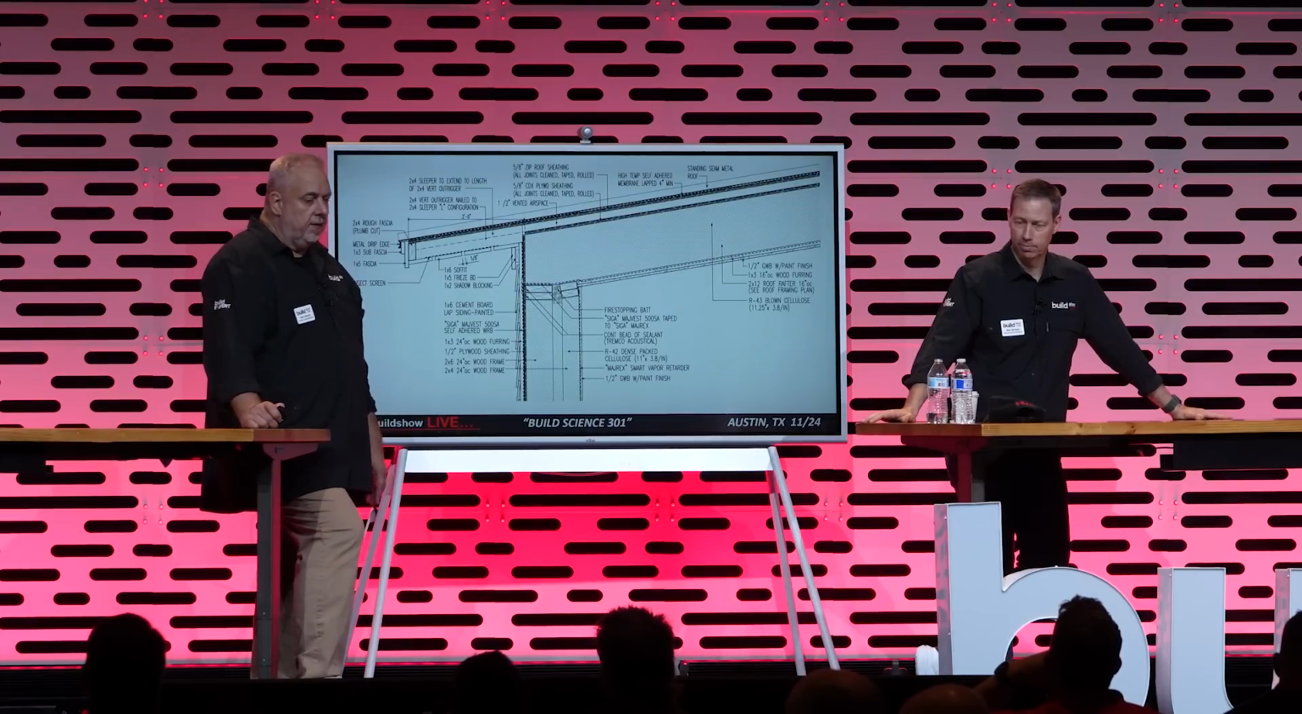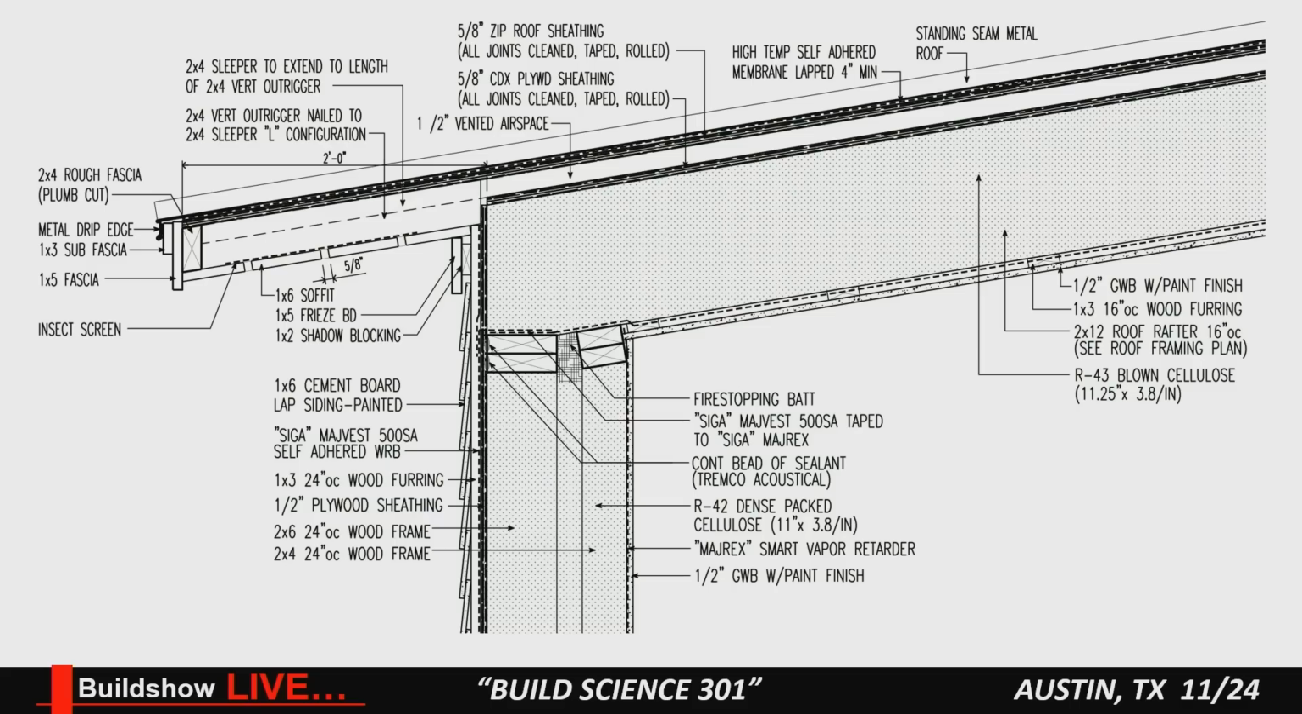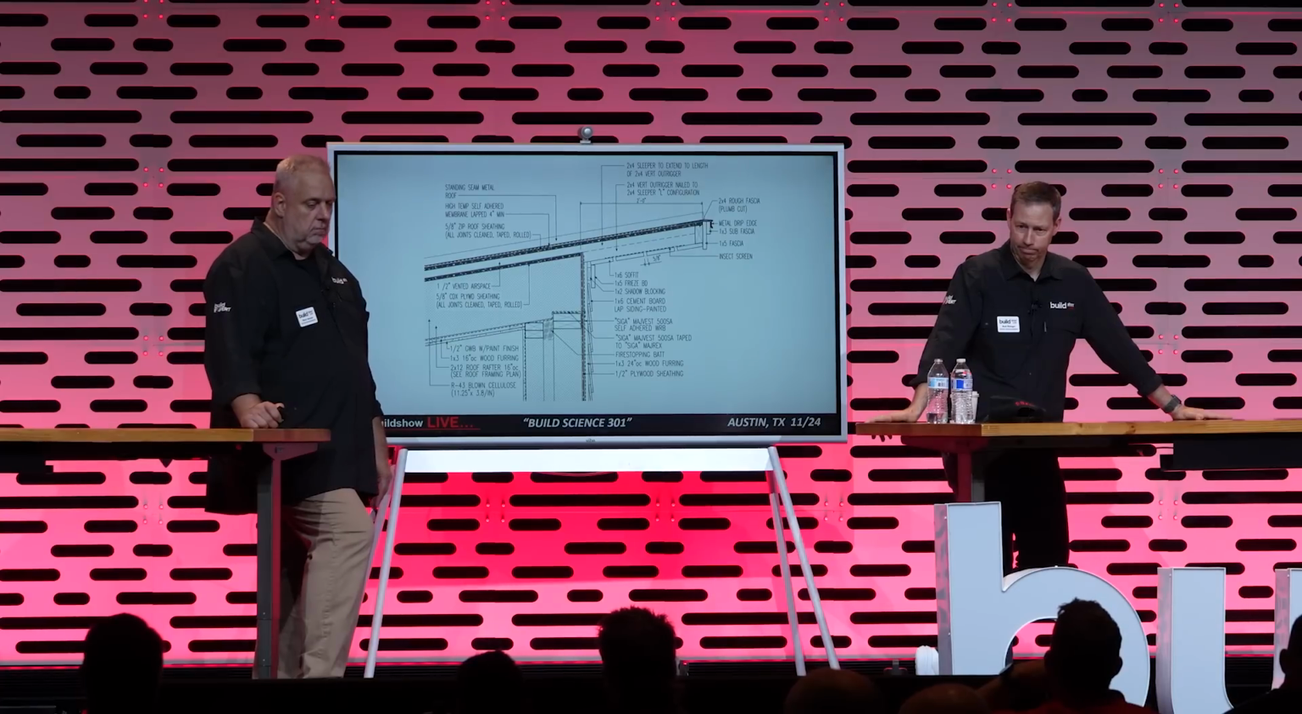Looks great. This is an over vented cathedralized roof where we did 2x4s on top of the sheathing and then put the roofing on top of that, right? So it's basically a vented roof that we moved outside of the building. Yep. It works extremely well.